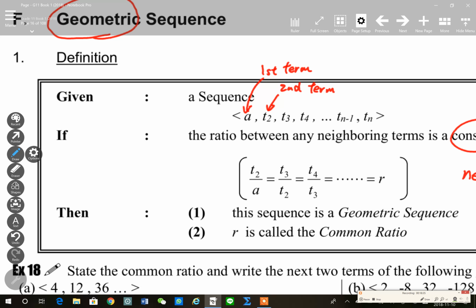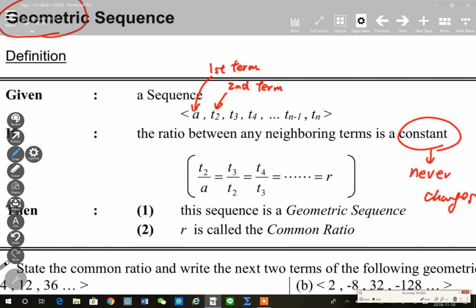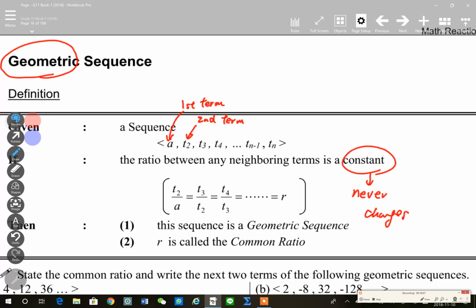Okay, just different symbols. So this is not T times 2, okay? It's just a subscript. T2, term number 2. Now here you have to watch out for something very important. We'll write it on the top.